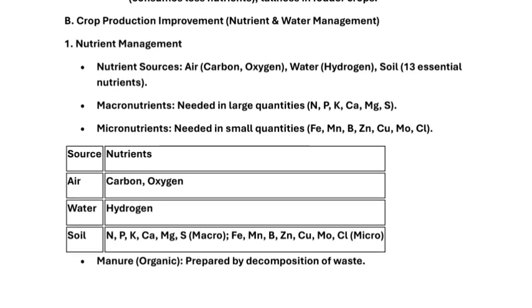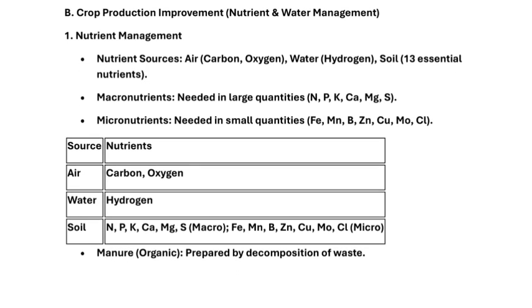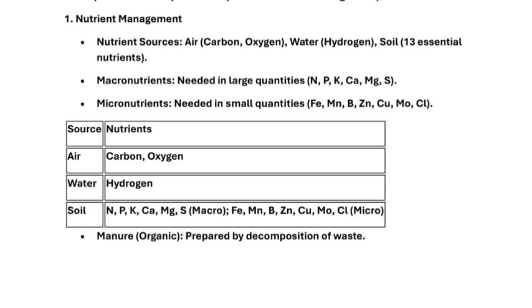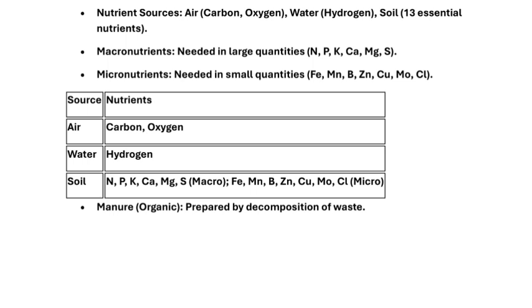B. Crop production improvement: nutrient and water management. 1. Nutrient management. Nutrient sources: air, water, and soil, providing carbon, oxygen, hydrogen, and 13 essential nutrients. Macronutrients, needed in large quantities: N, P, K, Ca, Mg, S. Micronutrients, needed in small quantities: Fe, Mn, B, Zn, Cu, Mo, Cl.